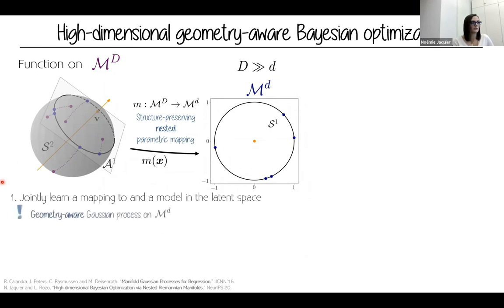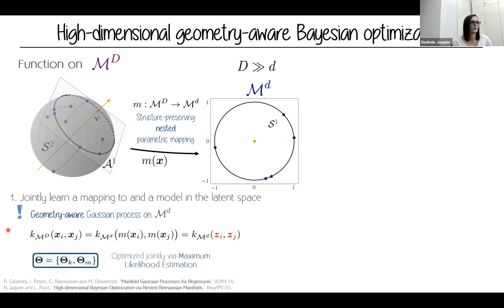So the idea after that is that we define a geometry-aware Gaussian process on our low dimensional manifolds. So the kernel is based on the mapping that we have here. And so that's the mapping of the point from our high dimensional Riemann manifolds to the low dimensional Riemann manifolds. So the idea is that you can optimize jointly the parameters of the kernel and of the mapping, classically via maximum likelihood estimation. And then you obtain your model of the objective function on the low dimensional manifold.